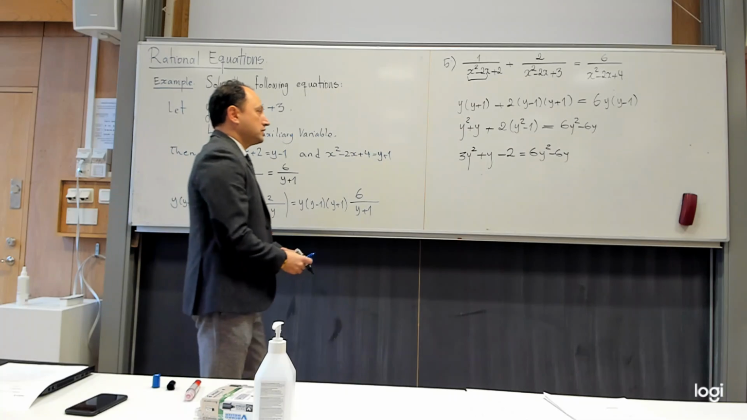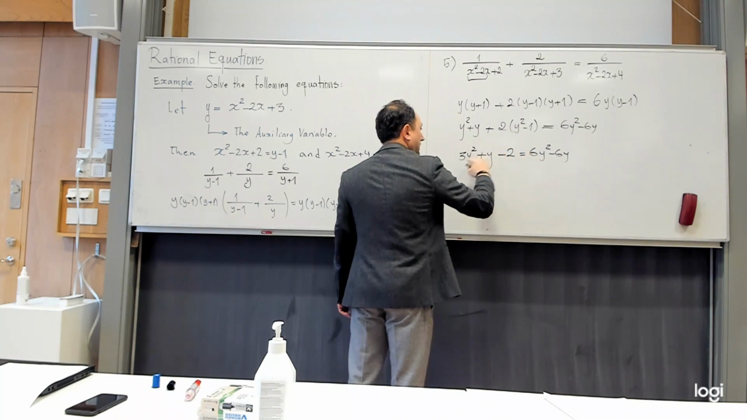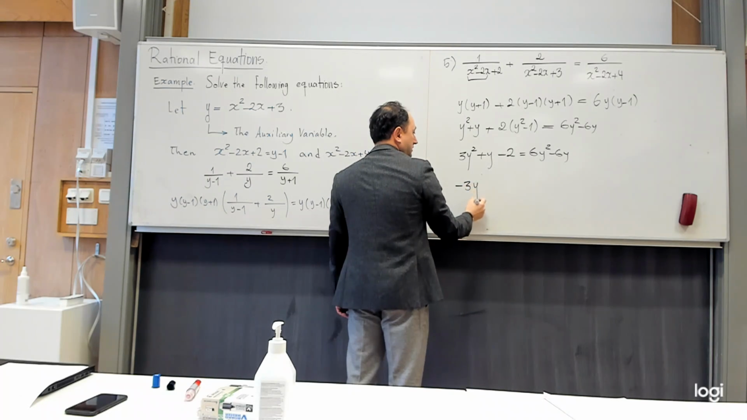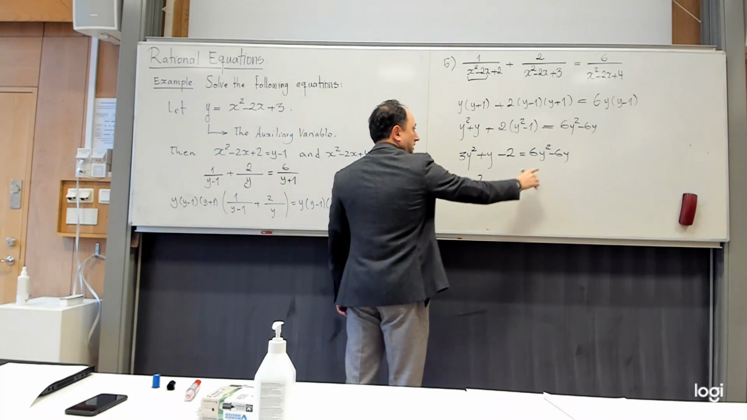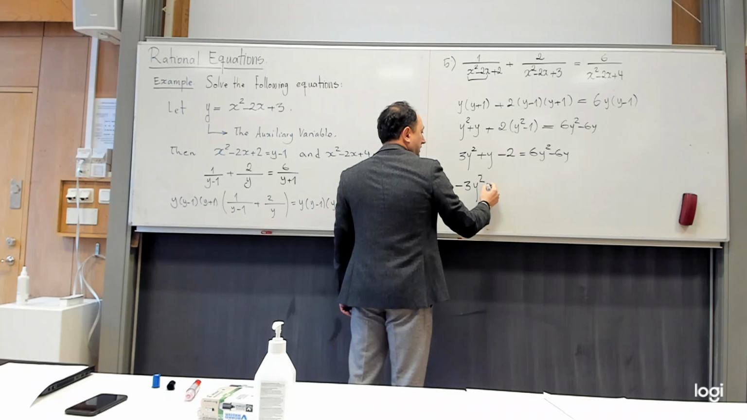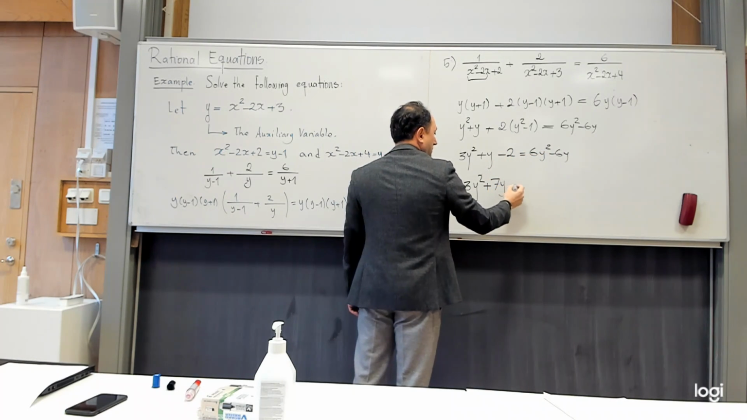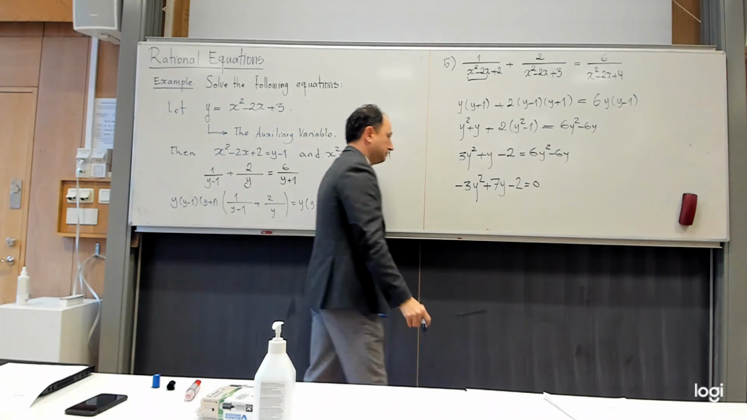Okay, so I have to simplify everything. So I move this to the left. It becomes negative 6y squared. With this one becomes negative 3y squared. This becomes positive y and another y here, positive 6y, another y here, 7y minus 2 is equal to 0.